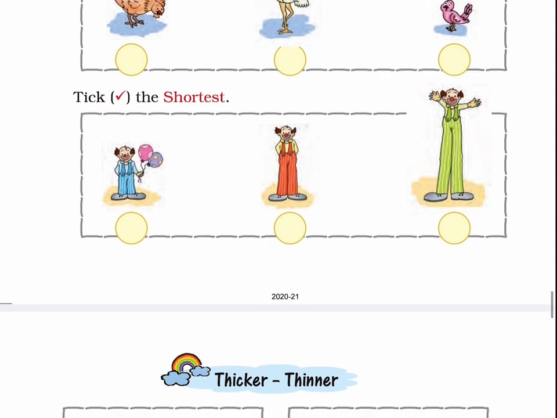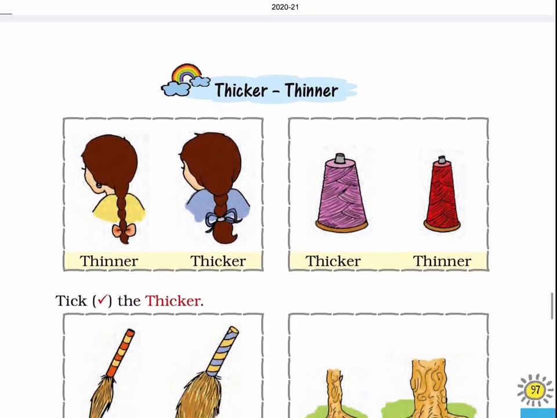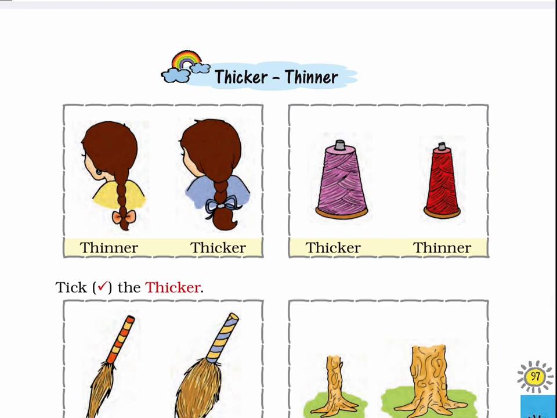Clown 1 is shorter than you. Clown 2 is as tall as you are. Clown 3 is taller than you. You have to tick and identify which clown is the shortest. Page 97. Thicker, thinner. This page is divided into 3 parts.